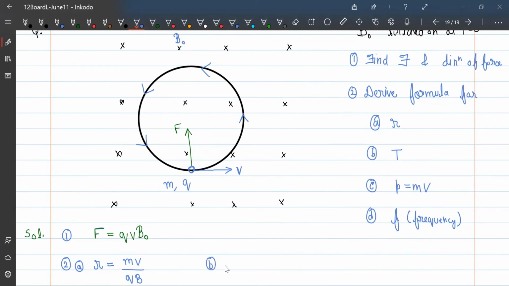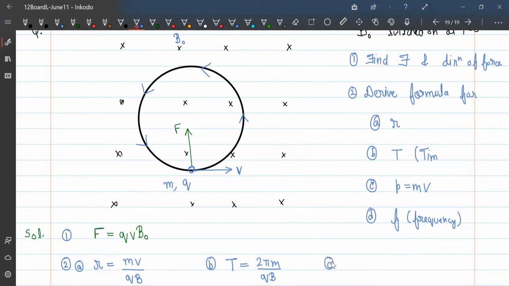Apurav, tell me the value of time period. Time taken for one revolution: 2 pi r by v. Yes, and r by v we can write as m by qB from here. So that will be 2 pi m by qB. In the exam, writing 2 pi r by v will not get you marks. That is from circular motion.